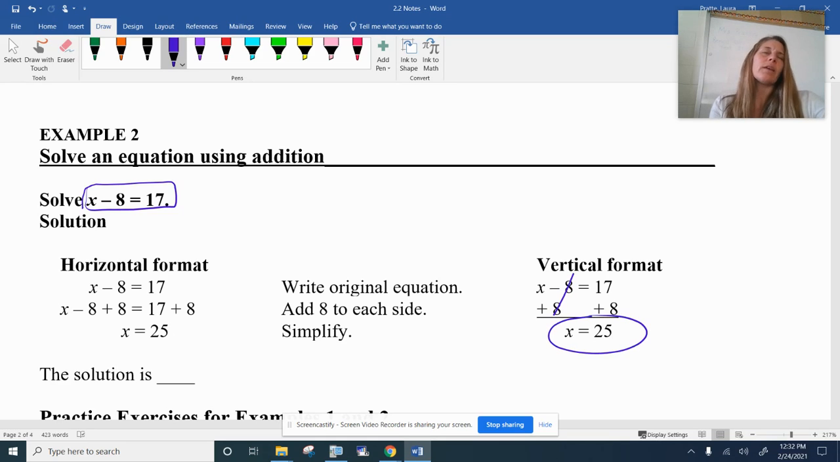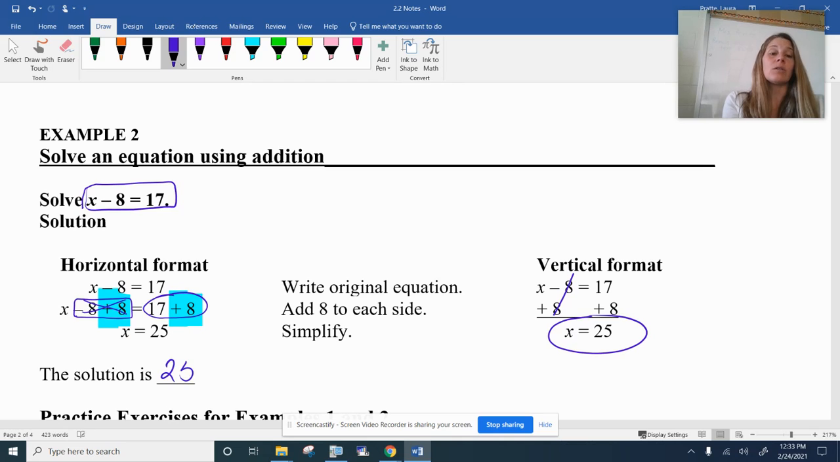Now, if you're doing things on a computer or something like that where you don't necessarily have the ability to stack things underneath, you can certainly add 8 to each side and keep it written horizontally. And you're still going to get the same result because if you have a negative 8 and a positive 8, obviously those are going to cancel. And then on the other side, you would just combine those like terms, adding them up, and you would still get the same answer, 25.